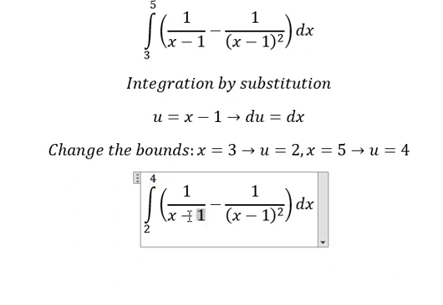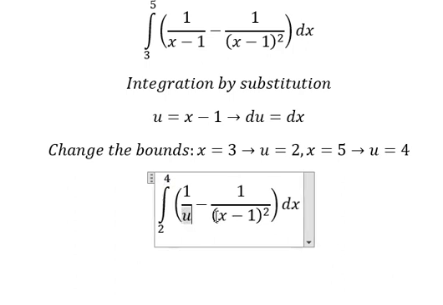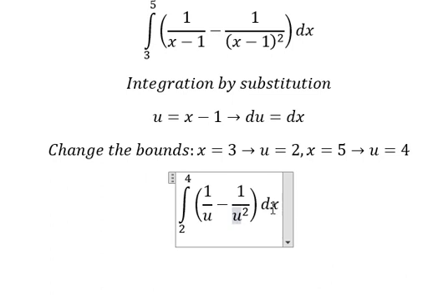This one is about u. The s is in terms of u.